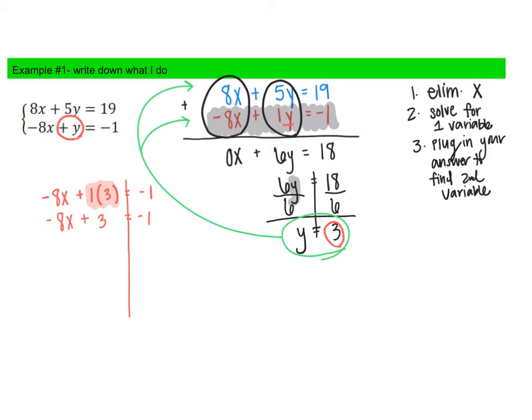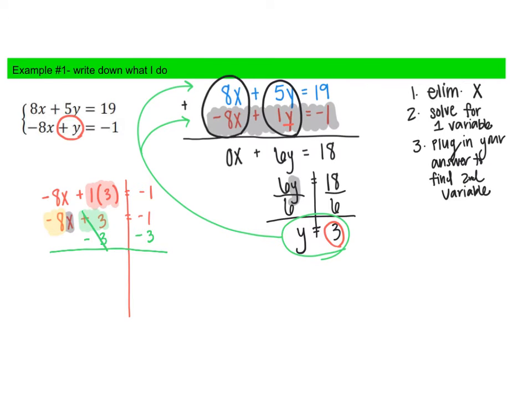All right? From there, I'm trying to get my x completely by itself. Right now, there's a couple things going on beside it. It is being added to 3, and it's being multiplied by negative 8. The first thing I'm going to undo is my addition. That's what I always want to undo. The opposite of plus 3 is minus 3, and I do it to both sides.